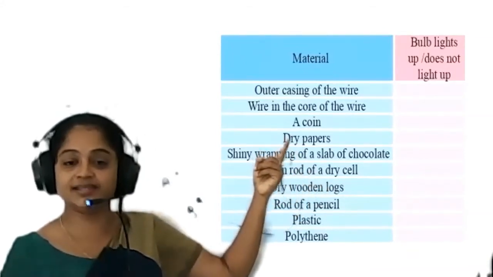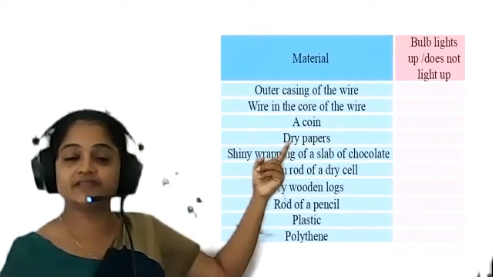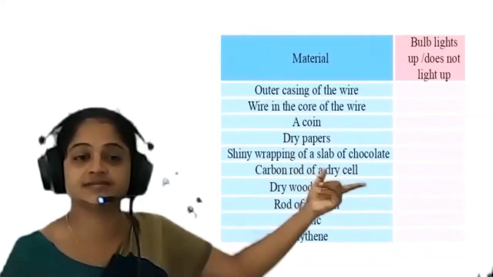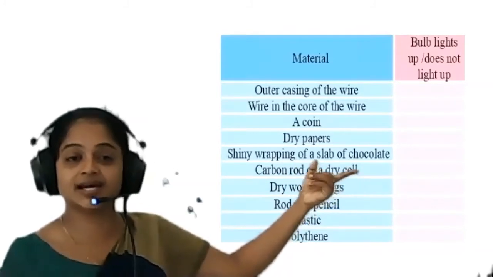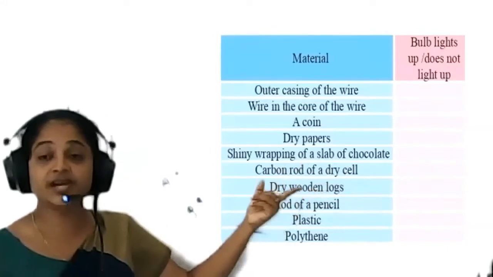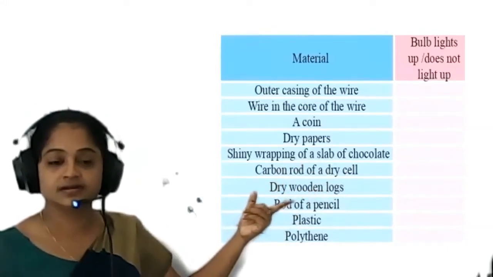Guys, I missed one thing. Dry papers. When we use dry papers to connect A and B, what are the observations? Does not light up. Okay.